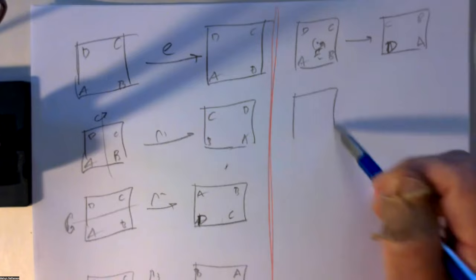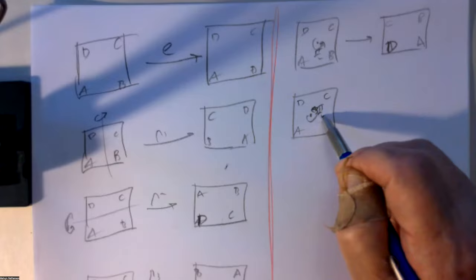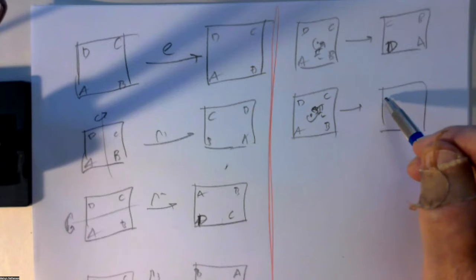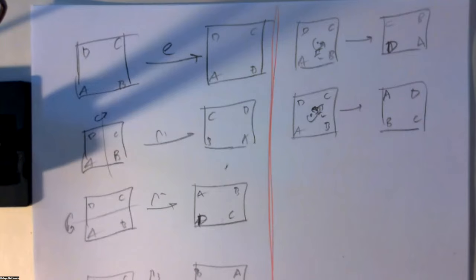What's one more rotation that we didn't use before? I could rotate by 3 pi over 2 radians. So A goes 1, 2, 3 over here. B goes around to here. C goes around to here. D goes around to there. That's another rotation. That's another symmetry.